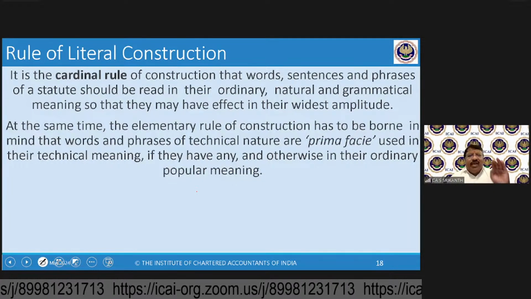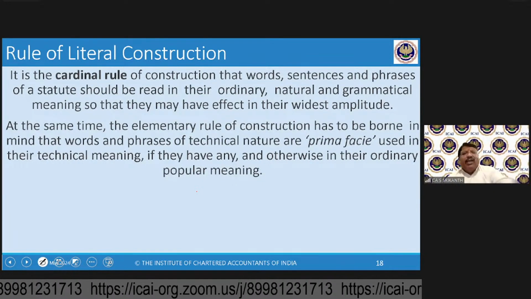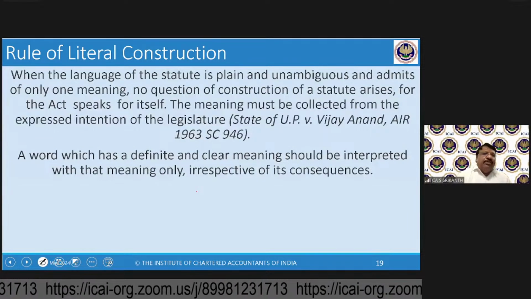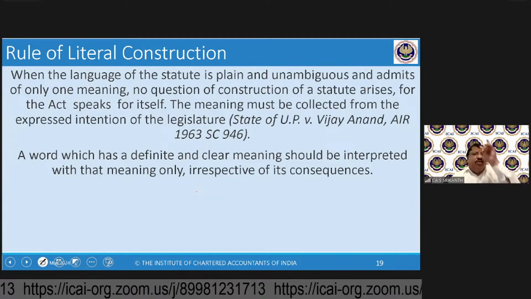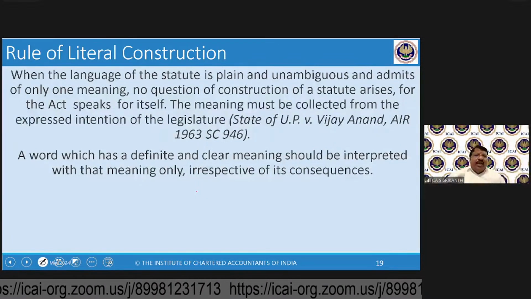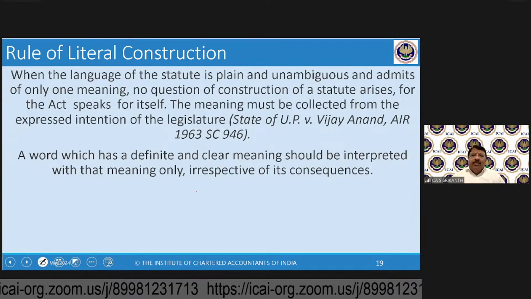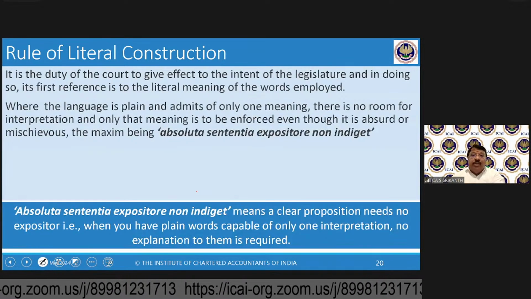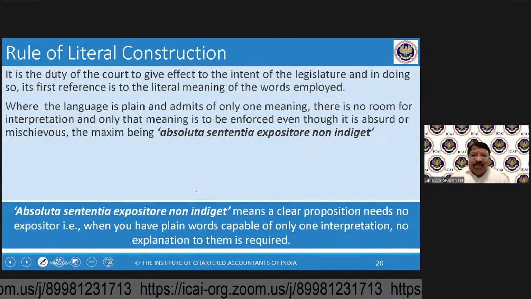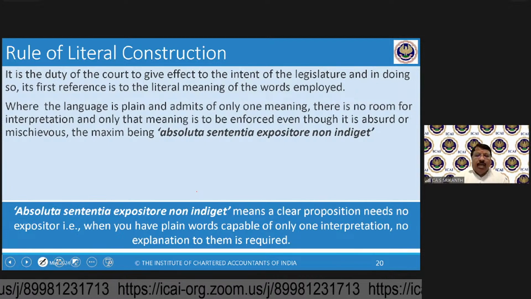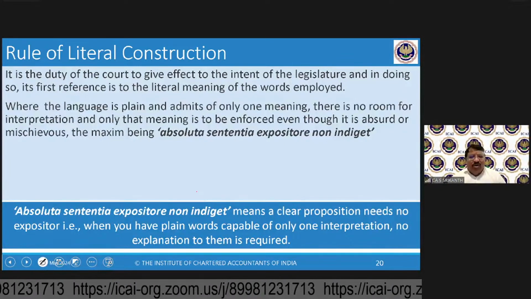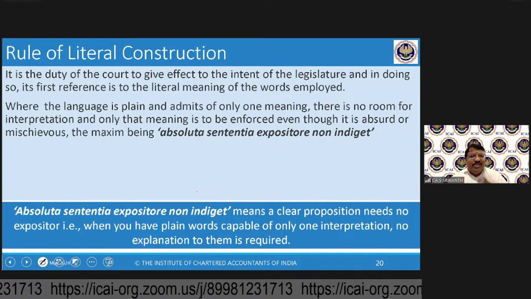The words and phrases of a technical nature are prima facie to be used in their technical meaning, if they have any, or otherwise in the book, right? When the language of the statute is plain and unambiguous and admits of only one meaning, no question of construction or interpretation of a statute arises, for the act speaks for itself. This is further brought out in a Latin maxim. Absoluta sententia expositore non indiget. Plain language does not need an interpretation. It means a clear proposition needs no expositor. When you have plain words, there is no need for explanation.